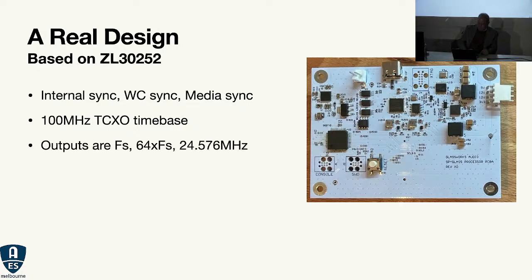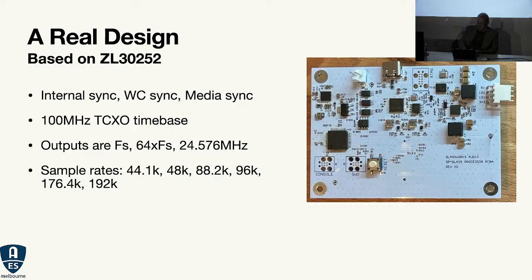There's the TCXO. It outputs whatever the frame sync is, 64 times that, which is your bit clock, and M clock, which, if you're in 48, 96, 192, is 24.576 megahertz. And it does all the standard audio sample rates. That chip, one of the cool things about it is it's really pretty cheap. It's $11 in low volume, and it basically takes care of the problem for you.